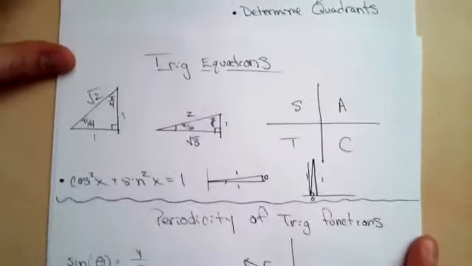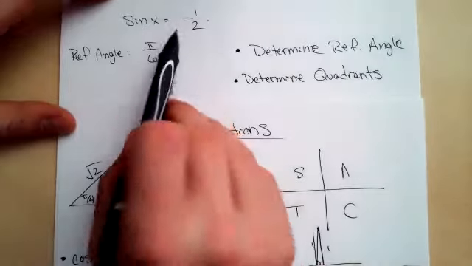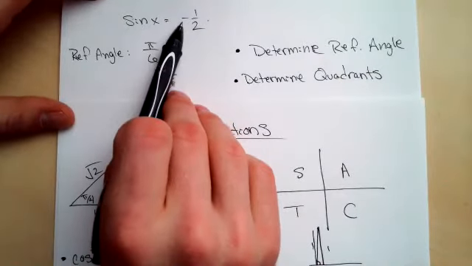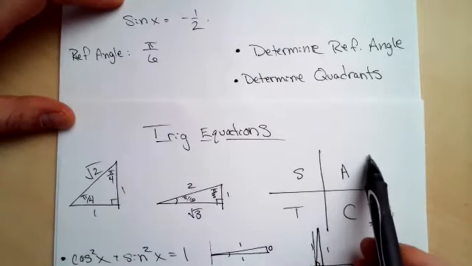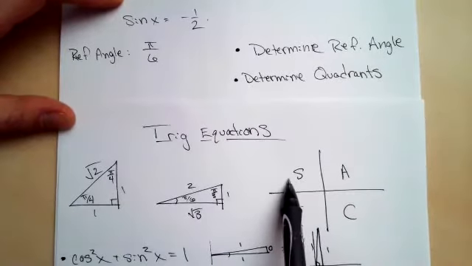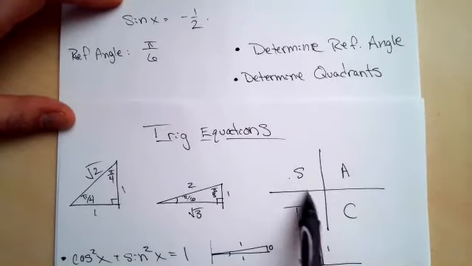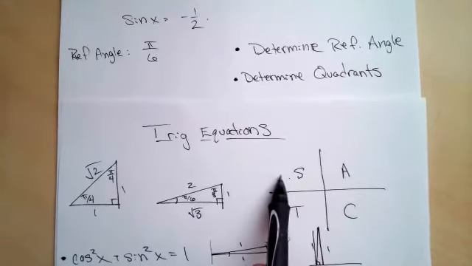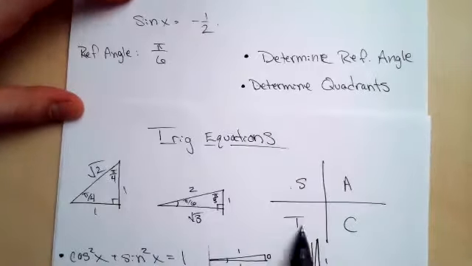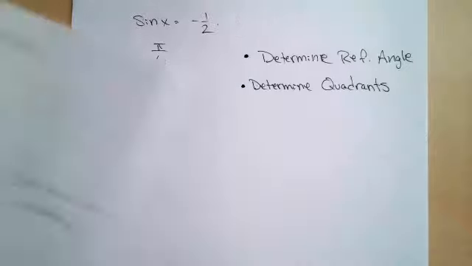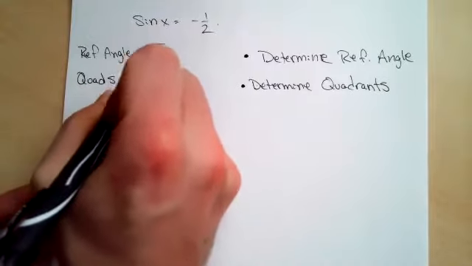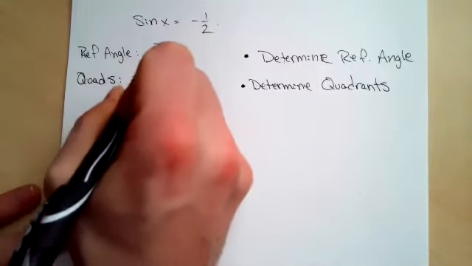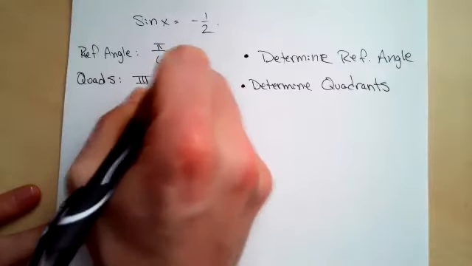So if we look, since sine is negative, we want to figure out where sine is negative. Remember, A is all functions, all trig functions are positive. The second quadrant has an S, so sine is positive. And so since sine is negative, we want to be in the third and fourth quadrants. So I'm going to write that down. We determine our quadrants: 3 and 4.